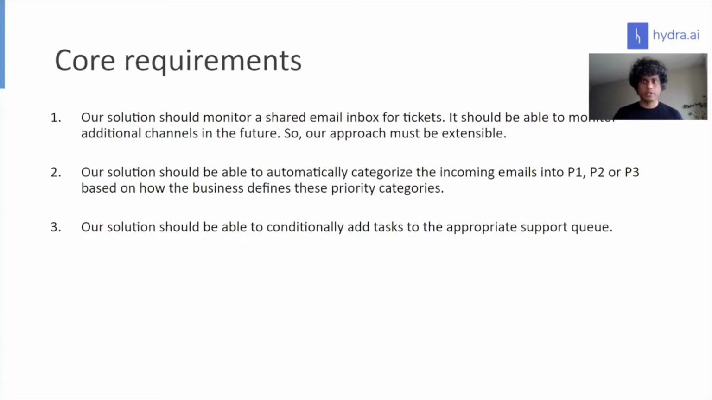There are three core requirements here. The first one is you have to monitor a shared email inbox to detect incoming customer requests. Where we do this has to be extensible because in the future, HCP might want to add additional channels that they want to monitor. And the second core requirement is that the solution should be able to automatically recognize whether an incoming ticket is P1, P2, or P3 based on the message's content. And the third core requirement is that the solution should be able to conditionally add tasks to the appropriate support queue based on the determination of the urgency of the ticket.